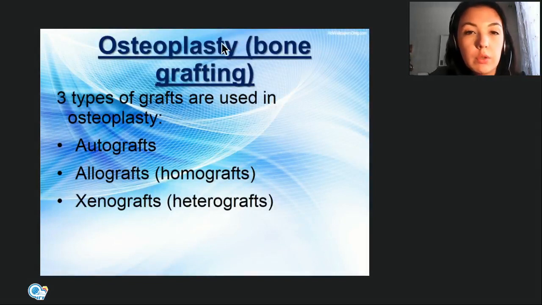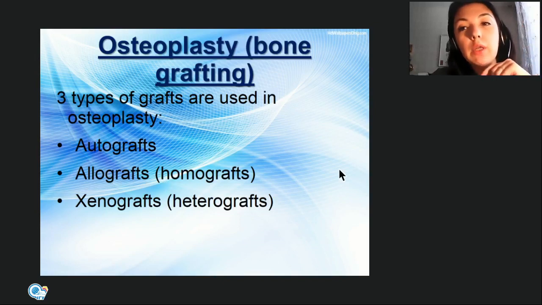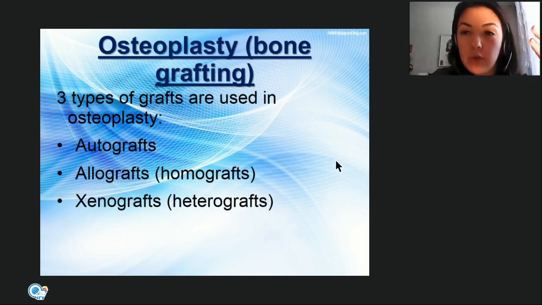That was about osteosynthesis. Osteoplasty or bone grafting is also used. Three types of grafts are used in osteoplasty. These are autografts, when we take some bone from the same patient and just relocate it. Allografts or homografts, when we take the bone from another human, let's say from a dead person, not long ago dead, but recently dead, like a donor.